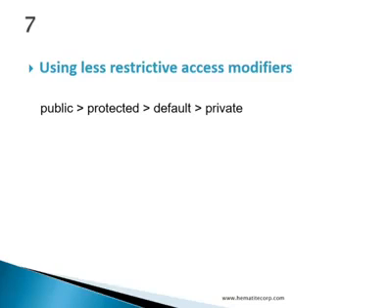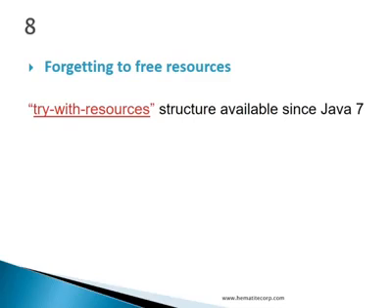Number 7. Using less restrictive access modifiers. This is another very common mistake of beginners, using access modifiers without taking care of their visibility. The Java language provides 4 access modifiers for protecting members of a class. These access modifiers are sorted from the least restrictive, public, to the most restrictive, private. However, programmers do not fully understand this and often use the public and default access modifiers, which make the code less secure.